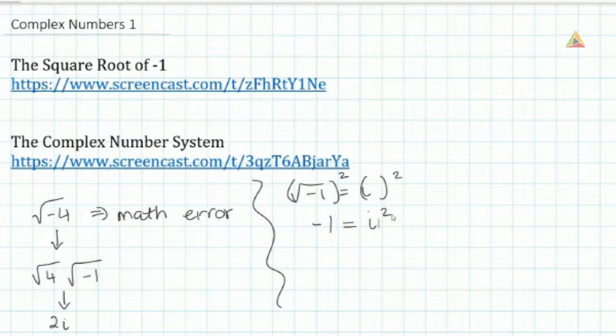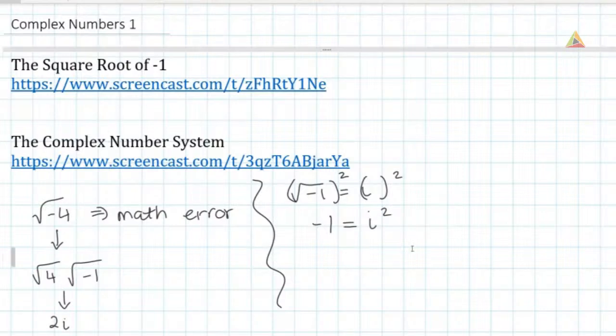We're going to be dealing with the square root of -1, and we're going to call the square root of -1 i. When we're dealing with a complex number then, a complex number has real parts and these i parts. So we call these i parts imaginary parts. So we're going to have parts that are real and parts that are imaginary.